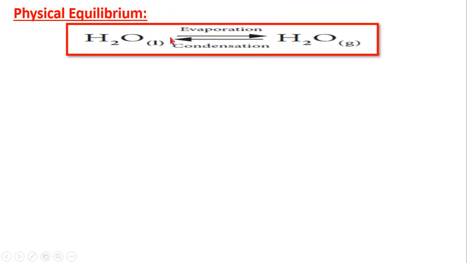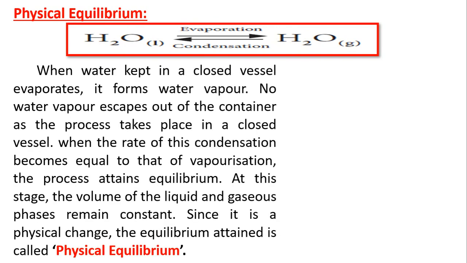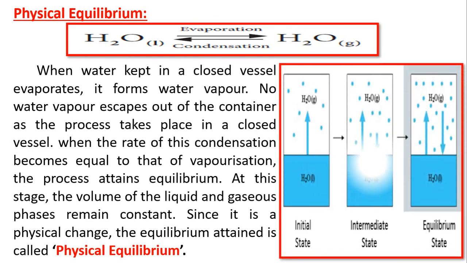Equilibrium takes place in physical changes also. Now come to the picture. The water is in a liquid state. When the water is kept in a closed vessel, first the water is in a liquid state, and in a closed vessel it changes into water vapor. So, now the water is in a gaseous state. Now, come to the next one. It is an intermediate state.